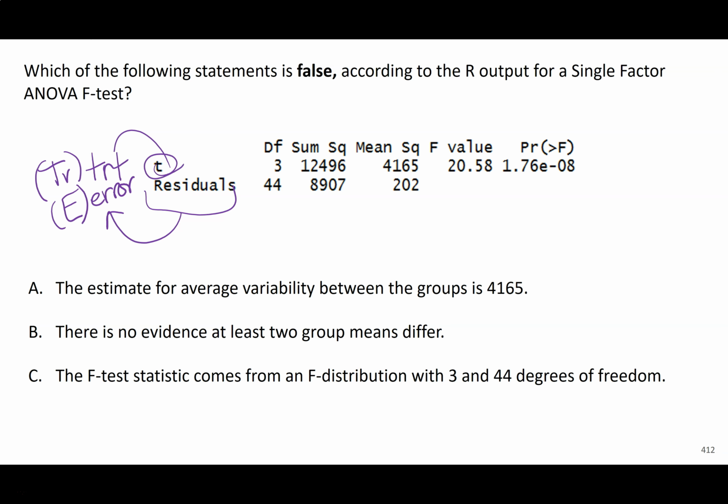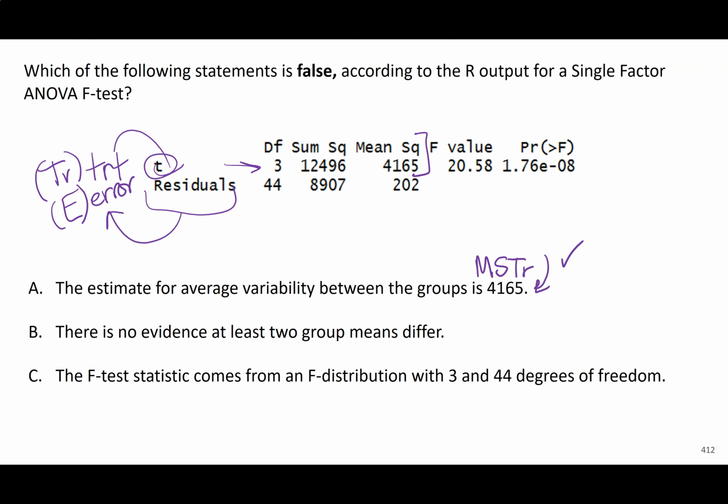So the estimate for average variability between the groups is 4,165. Between the groups, I'm looking at treatment. So this is true. It's talking specifically about MS treatment. That's true.